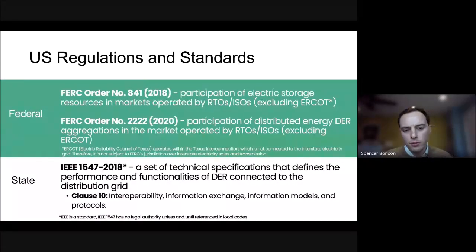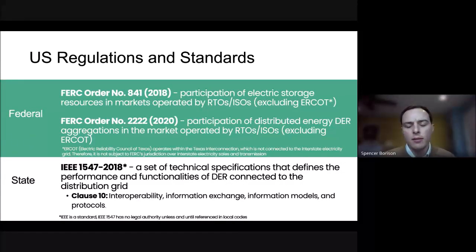So the first was in 2018, Order 841. That allowed for electric storage resources to participate in markets operated by RTOs or ISOs, which are the major market operators within the United States. Important to note, this as well as the next one excludes ERCOT because of the way that the Texas interconnection sits separately from FERC's jurisdiction. That being said, as you'll see in one of the state slides, there's plenty going on in Texas. So not to say they're not doing anything, but that they're not directly covered in this FERC order. So just a fun fact and something to note.